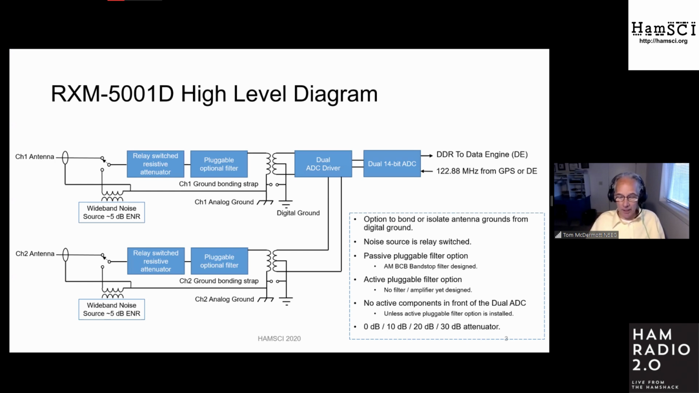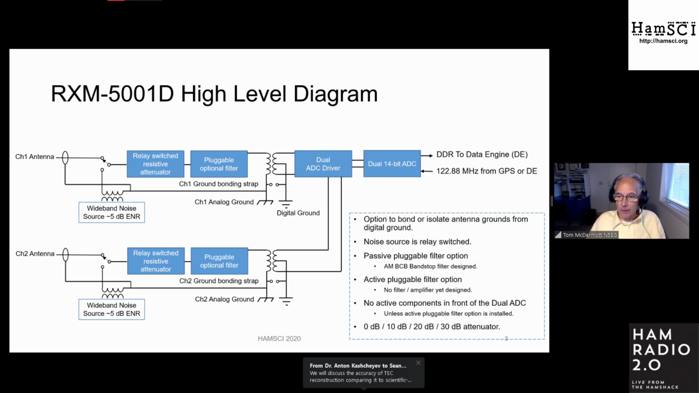Each of the channels then goes into a dual ADC driver, which is a 20 dB gain driver. The noise figure of the driver is spec'd at about 6.2 dB. And then that dual driver feeds a dual 14-bit analog to digital converter. That ADC is clocked by a 122.88 megahertz signal from either the data engine or the clock module. There are some options to select where it's clocked from. And in return, it provides a double data rate interface to the data engine.